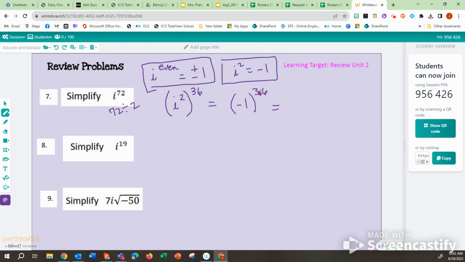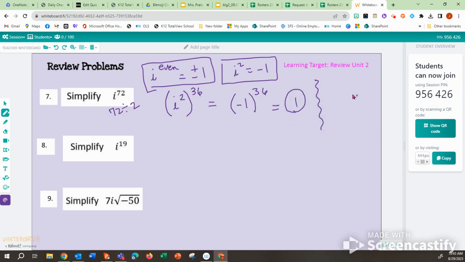So I know 36 is a really big number, but remember this rule. When your negative 1 is raised to an even power, that means you're multiplying negative 1 times itself an even number of times. That's going to give you a positive 1. If your negative number is raised to an odd power, that's going to give you a negative number. So that's why i to the even could either produce a positive 1 or a negative 1. It depends on what this exponent ends up being. So that's going to be a positive 1.